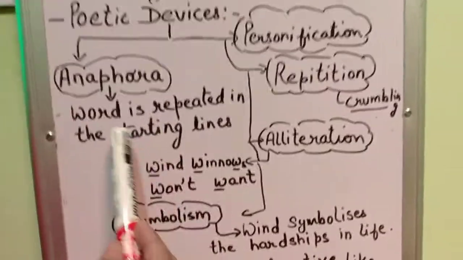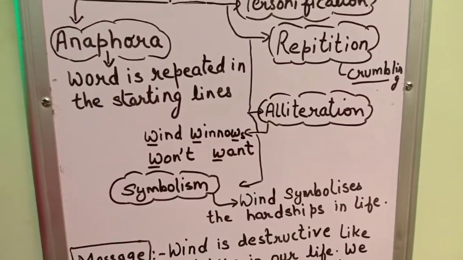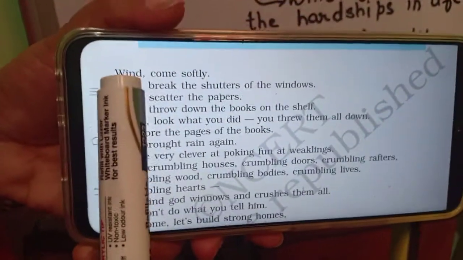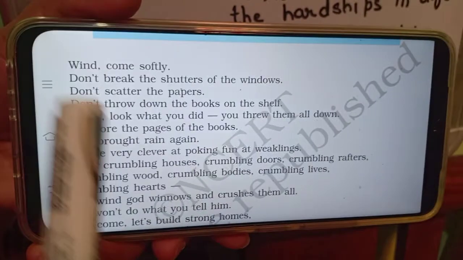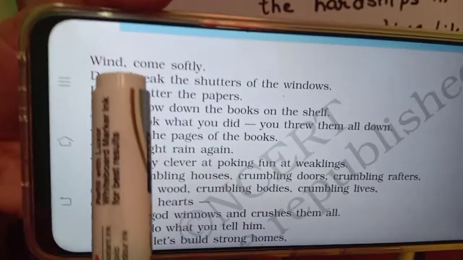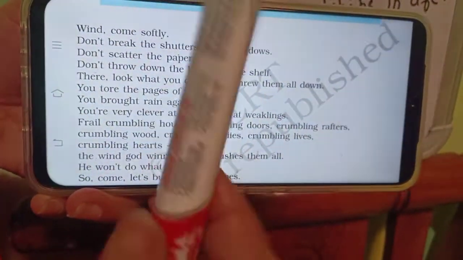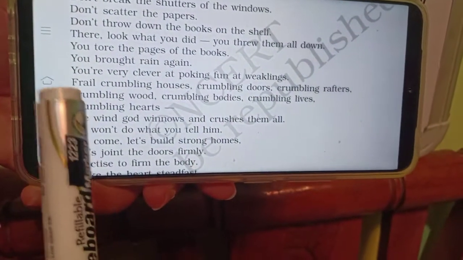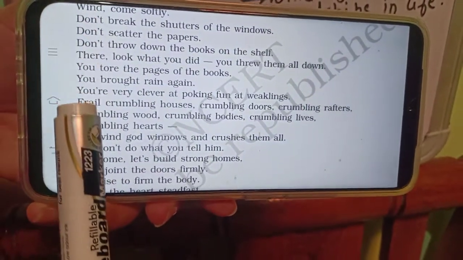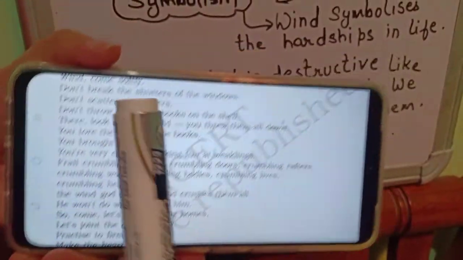And then there is anaphora. Now what is anaphora? When a word is repeated in the starting of lines, then there is anaphora. You see, this word don't is repeated in the 2nd, 3rd and 4th lines of the poem. Don't break the shutters. Don't scatter the papers. Don't throw down the books. So here the poetic device anaphora is used by the poet. And then you see here you. So these words don't and you are used again and again at the starting of the lines. So here is the poetic device anaphora.